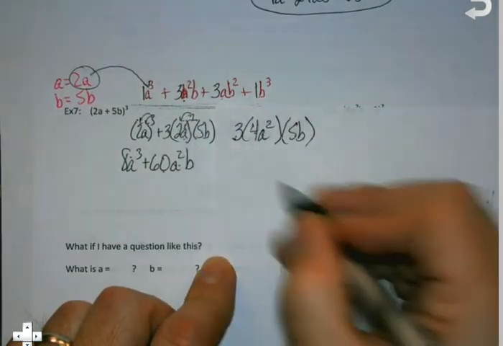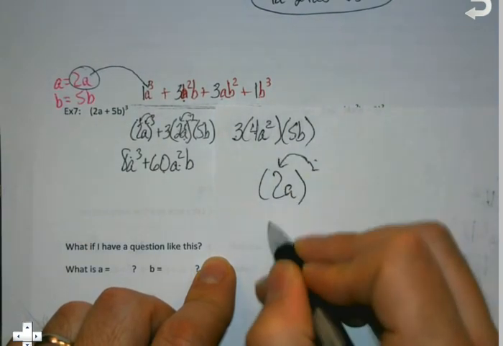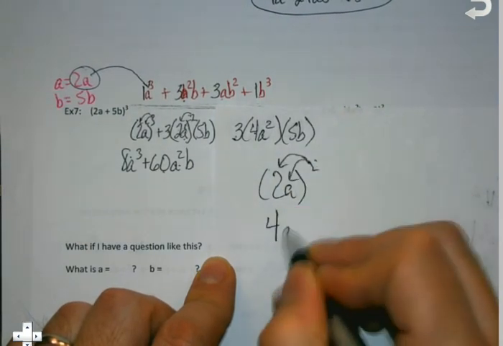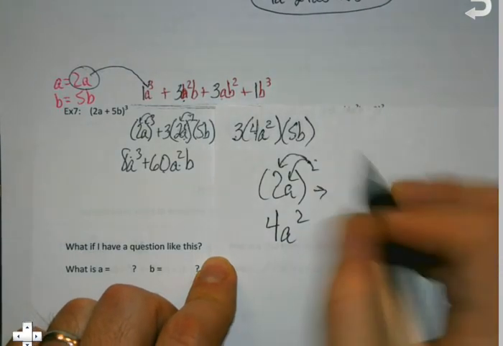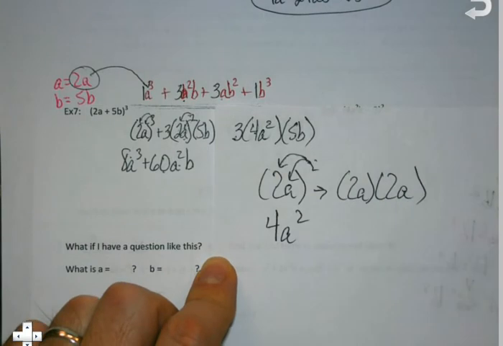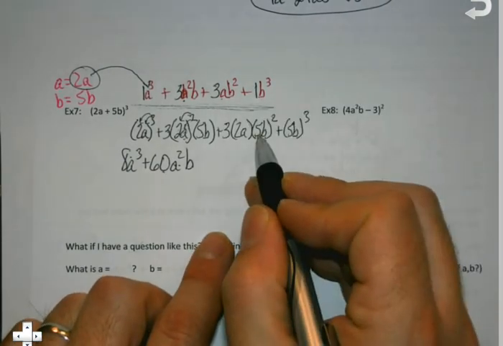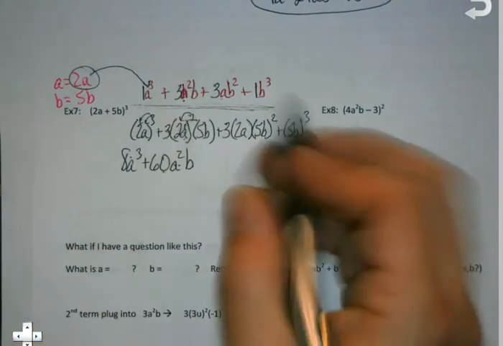2a, quantity squared, means the squared goes to the 2. 2 squared is 4a squared. 2a times 2a. 2a squared just means this. Okay, now I just multiply the coefficients together and add my exponent. And I'm going to do that same thing on this next part. Again, if you need to do side work for this, that's not a problem.